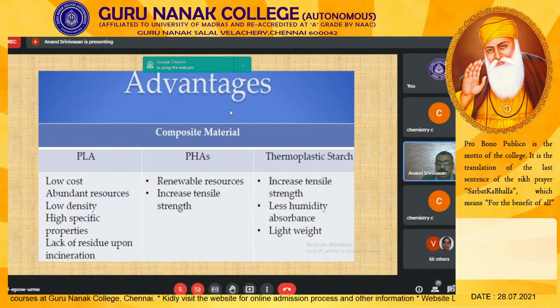So when you are looking at products for industry, especially the mechanical properties should be very high. And the barrier property should be very high. Therefore, you can choose these materials for industrial application as well.